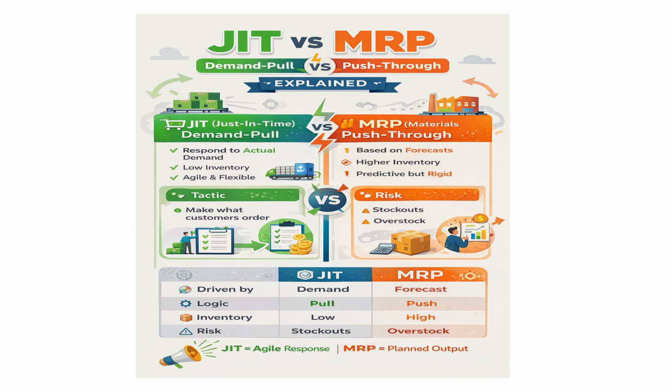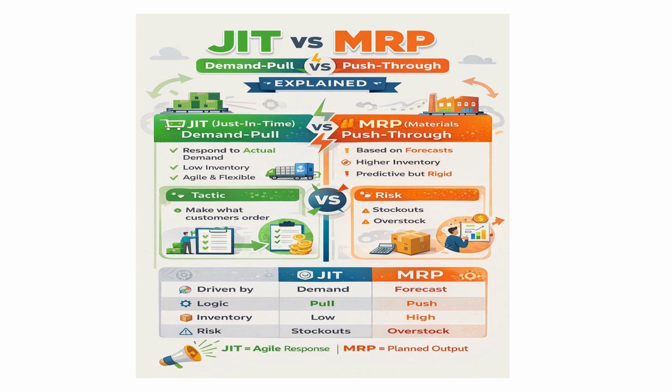Now let's look at MRP, Materials Requirements Planning. MRP is a push-through system. Instead of waiting for actual orders, production is based on demand forecasts. Push-through means we produce first and push goods into the supply chain based on budgeted or forecasted demand. So under MRP, decisions are forecast-driven. Inventory levels are higher. The system is planned but rigid.